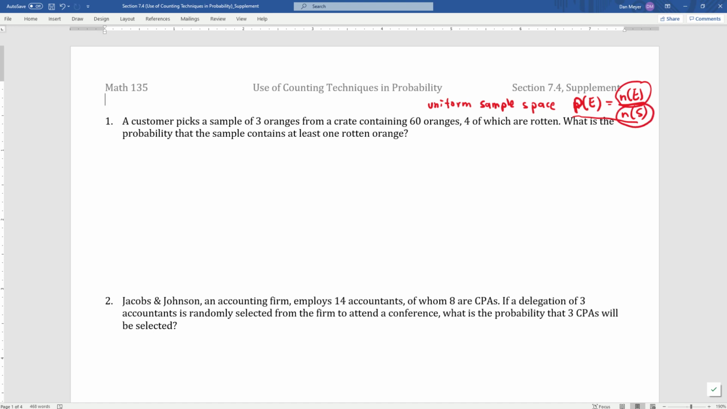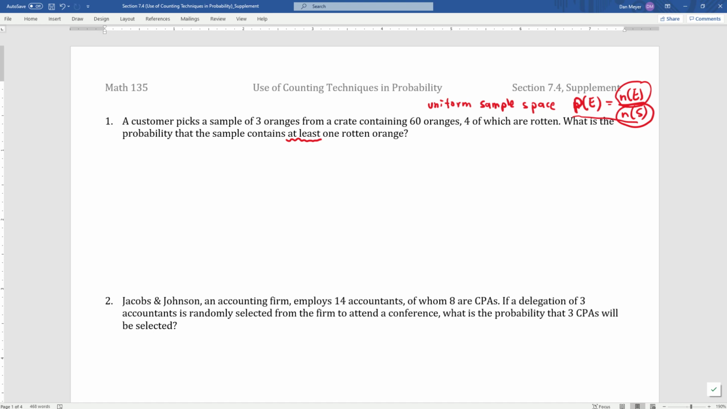All right, in number 1, we have a customer that picks a sample of 3 oranges from a crate containing 60 oranges, 4 of which are rotten. What is the probability that the sample contains at least 1 rotten orange? So we see these words at least, and most of the time in Math 135, when we see at least, at most, more than, fewer than, we're going to use a partition. So let's write down the cases here.